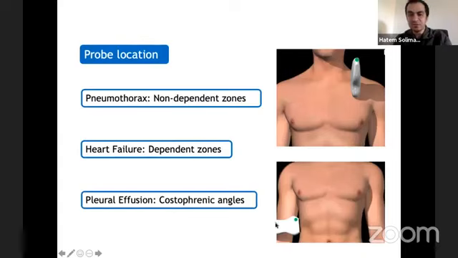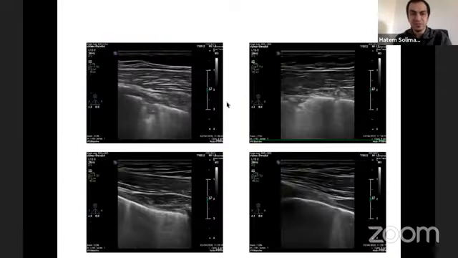In pleural effusion, you put your probe at the costophrenic angle. In heart failure, you look at the dependent zones. In pneumothorax, you look at the non-dependent zones for any signs of pneumothorax.